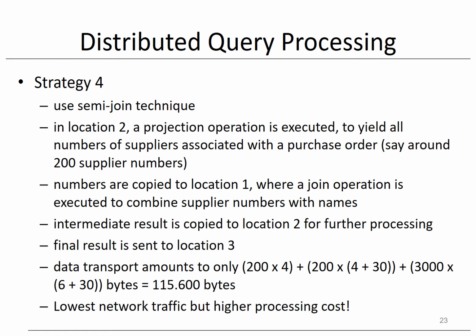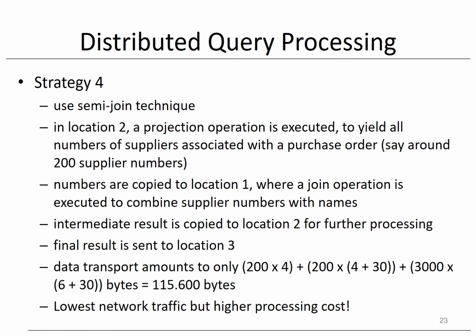This intermediate result is copied to location 2 to process the query further. The final result is then sent to location 3. Here, the data transport amounts to only 200 times 4 plus 200 times 4 plus 30 plus 3000 times 6 plus 30 bytes, which equals 115,600 bytes.